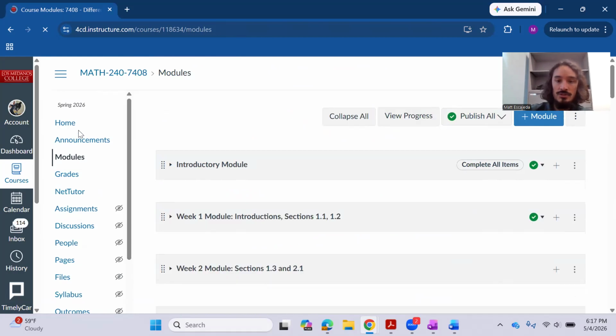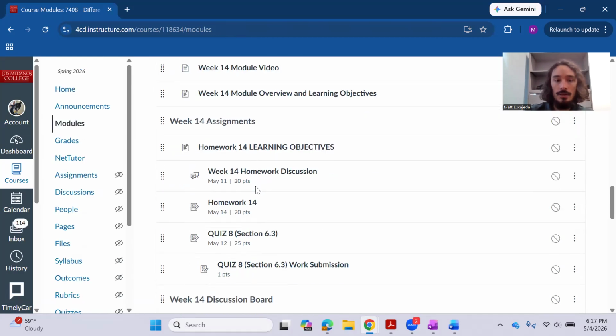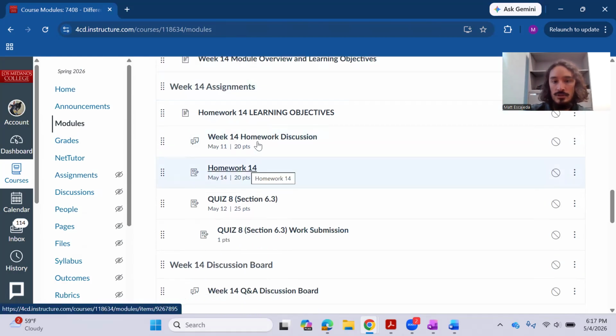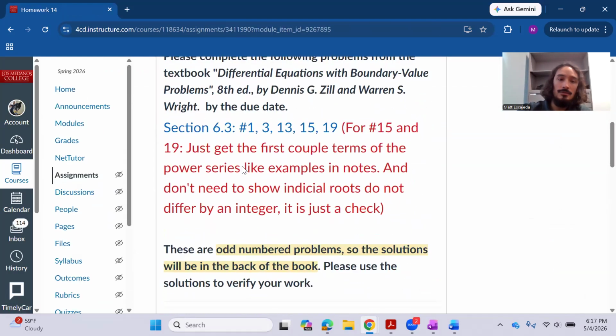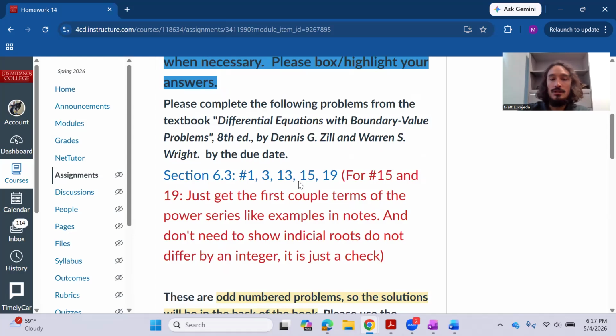We're just doing section 6.3, and so we have a discussion, but the homework is just a few questions. Problems 1, 3, and 13 are a bit shorter. They're about regular and irregular singular points and the roots once you get into that. And 15 and 19 are the actual solving of a differential equation with a power series with a singular point centered at zero.